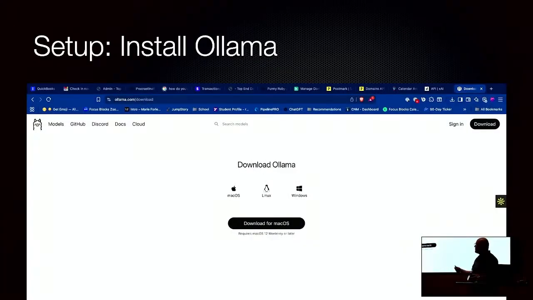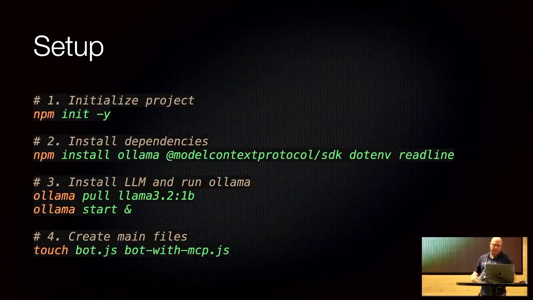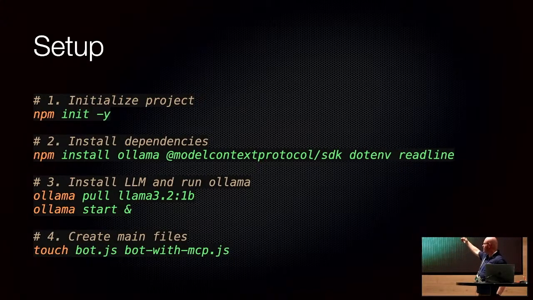So to set up, you just go to ollama.com. I downloaded it for Mac OS and installed it. And I think it just opens up and you just drag it into your applications folder. Really simple. So not much there. And then the setup is basically what you would do to set up any Node project, right? So you initialize NPM, you install some libraries. So we grabbed Ollama, we grabbed the MCP SDK. I'm using dotenv and readline. And then you just run ollama pull to get your model.